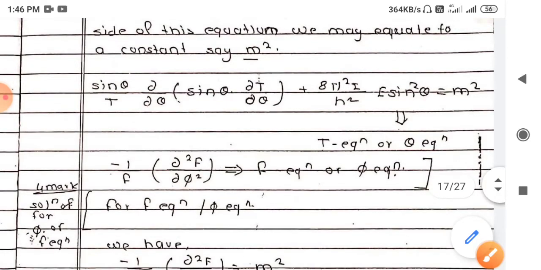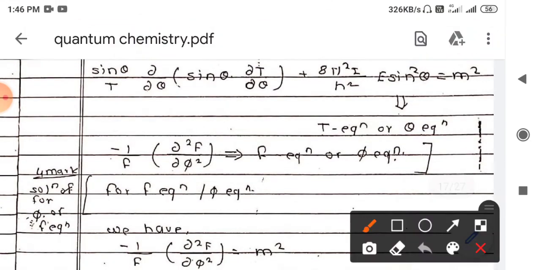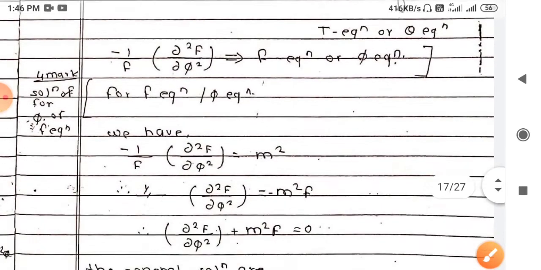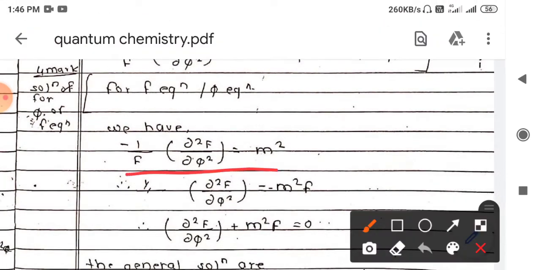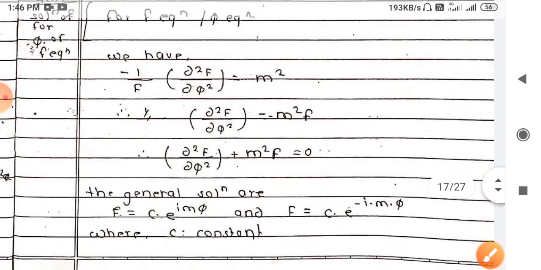Okay, so our equation changes to what? The first equation equals a certain m square value, and the second equation can also be equated to m square. Here you can see why we have used m square and not m: this is a second order differential equation, so we can equate that equation with respect to m square.